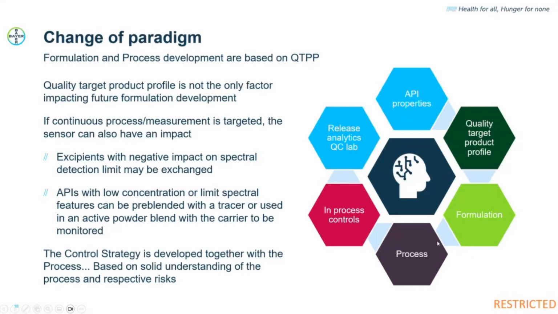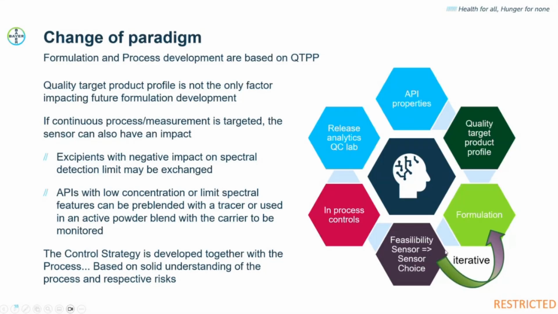Based on that formulation, together with the process, it is further developed. We have in-process controls, then set up later. We have release analytics in the QC lab. And this is more or less a stepwise approach. But if continuous process and measurement is targeted, the sensor can have an impact. So what we actually should do, when we have a formulation in mind, is check feasibility on sensor and determine the sensor choice.